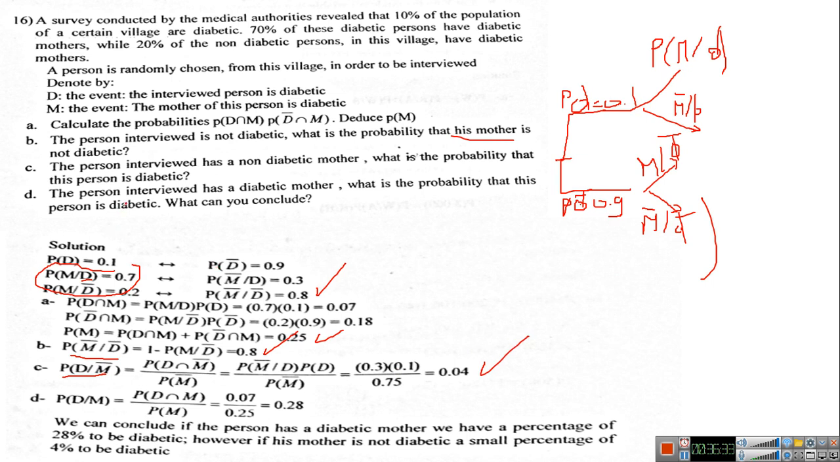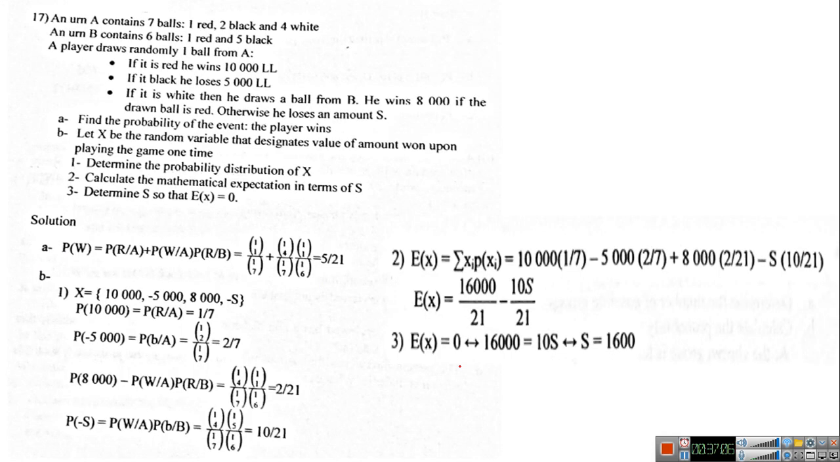D, the person interviewed has a diabetic mother. Find the probability that this person is diabetic. So again, I want just the inverse because I have M knowing D. I want D knowing M. So I do P of D intersecting M over P of M. P of D intersecting M, we did it, 0.07 over 0.25 is 0.28. What can you conclude? I can conclude that if his mother is not diabetic, the probability of being diabetic will be very low. Okay. Number 17.